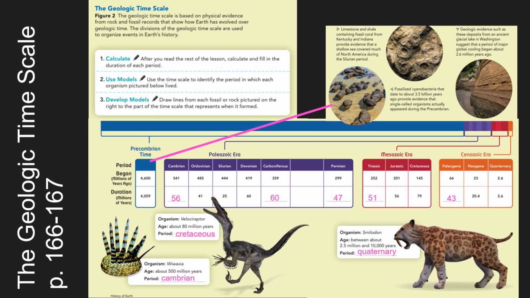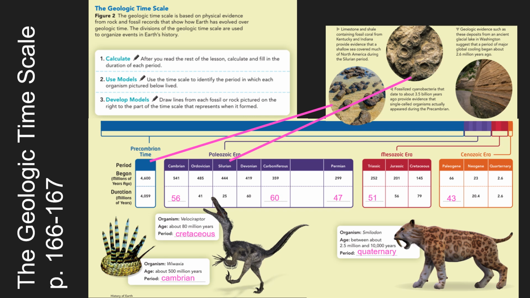So first we have our cyanobacteria that date to about 3.5 billion years ago, and because of that, we know that it belongs in the Precambrian time. Next, we have limestone and shale containing fossil coral from Kentucky and Indiana, which provides evidence that a shallow sea covered much of North America during the Silurian period. So our line needs to be drawn from the limestone shale to the Silurian period.